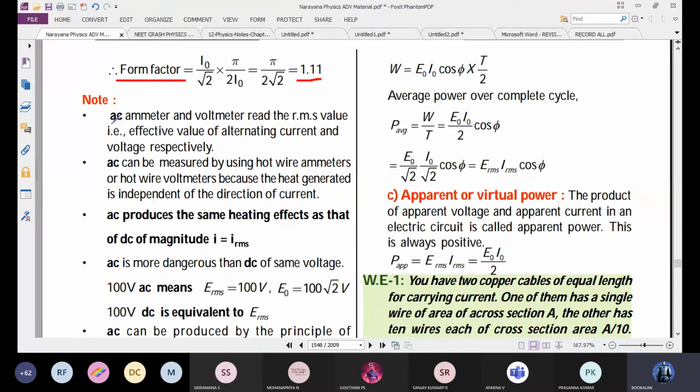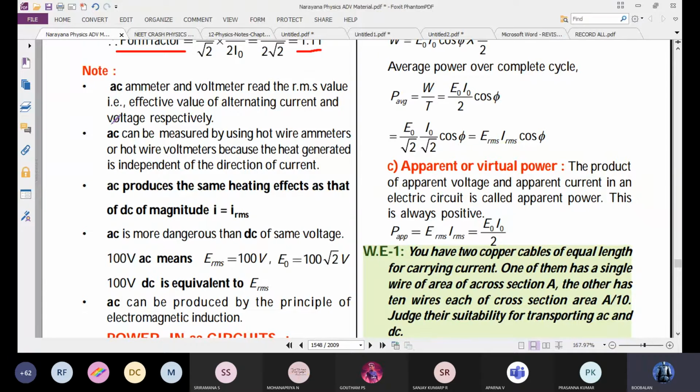So next one, the AC ammeter and the AC voltmeter read the RMS value, the effective value of alternating current and voltage. Next key point: the AC ammeter and the AC voltmeter read the RMS value. Second point, AC can be measured by using hot wire ammeters and hot wire voltmeters because of the heat generated in the wire.